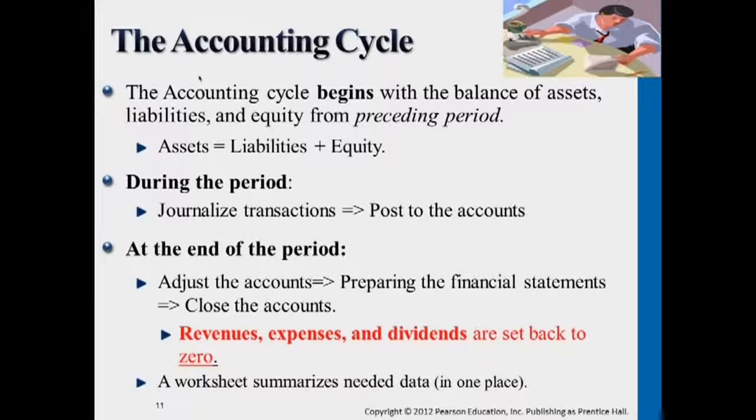When it reaches the end of the period, we make adjustments, the 5 categories, and then we use the adjusted amounts to prepare financial statements. Then later in this chapter, you'll learn how to close the accounts. Specifically, we're only setting revenues, expenses, and dividends back to 0. This is just how accounting works.